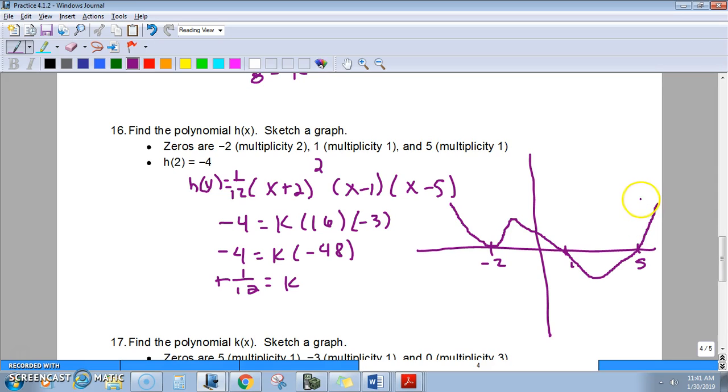Something like that. If you want a better graph or a better sketch, you can put in any of these numbers in between here and see how far up or down it would go. But feel free to do that.